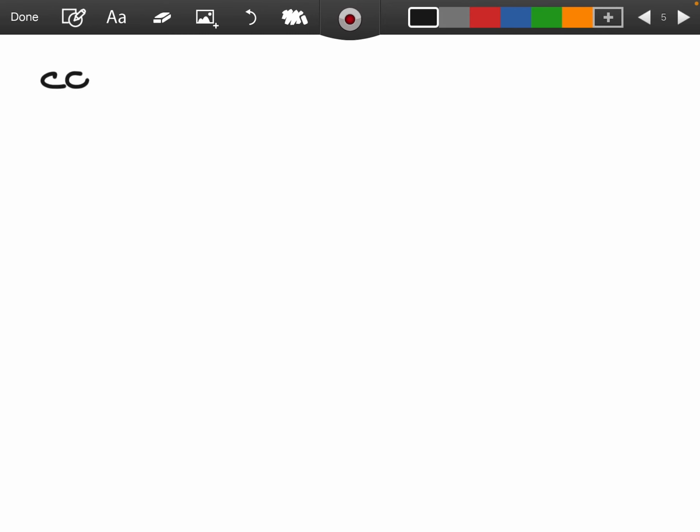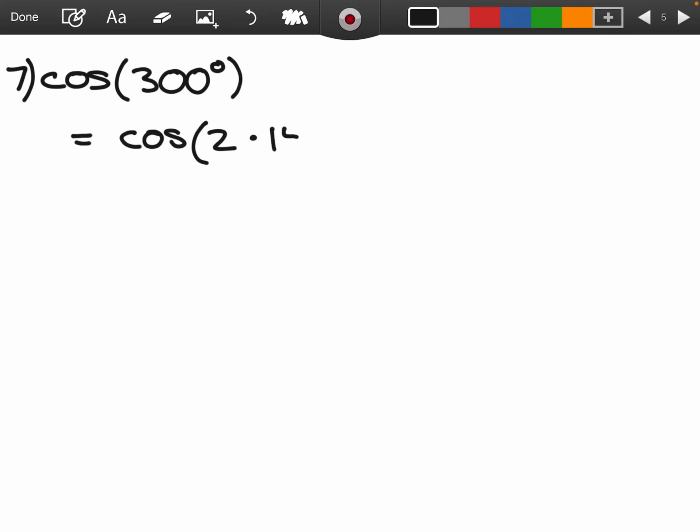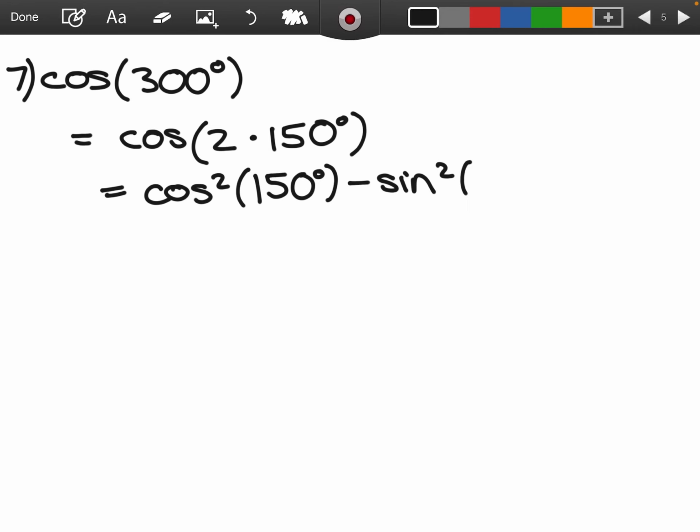How about, again using the double angle formula, we're going to look at cosine of 300 degrees. That would be cosine of 2 multiplied by 150 degrees. Now there are different versions of that cosine double angle formula. I'm just going to use the first one, which would give me cosine squared of 150 degrees minus sine squared of 150 degrees. 150 degrees is in quadrant 2 and has a reference angle of 30 degrees.